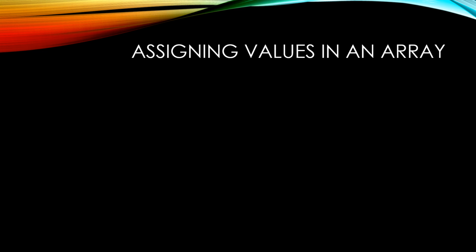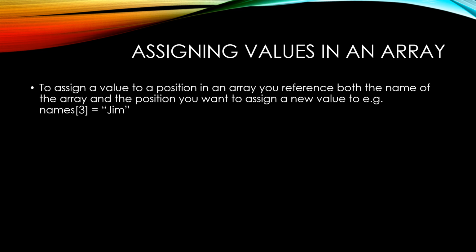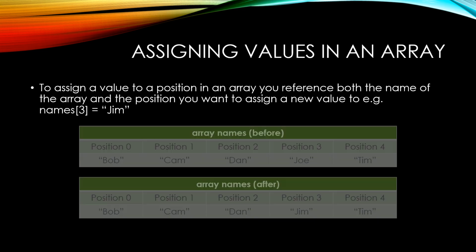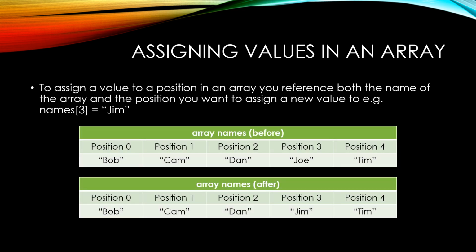To assign a value to a position in an array, you reference both the name of the array and the position you want to assign a new value to. For example, names(3) equals Jim will take our original array names that has Joe in position 3 and replace Joe with Jim.